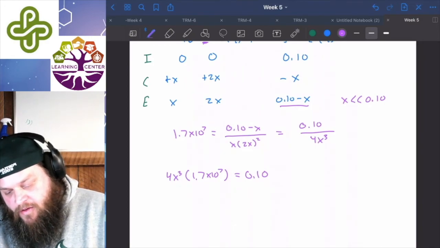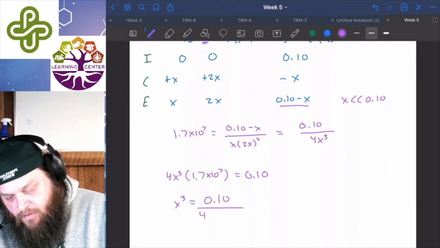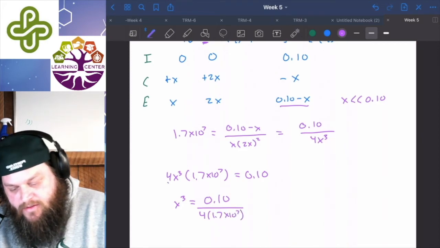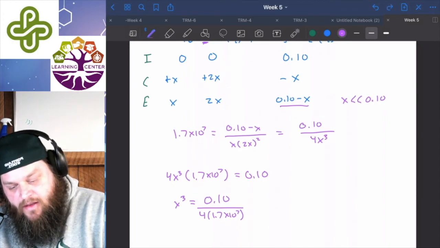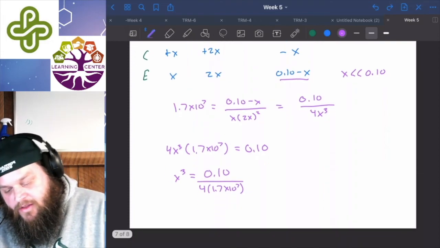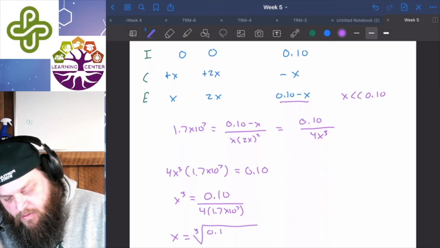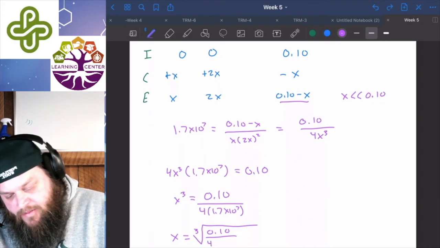Multiplying this over, we end up with x to the third is equal to, or really I'm dividing it over, 4 times 1.7 times 10 to the 7. Just distributing this 4 to this guy and dividing both of those over, so we get our x alone. We can then take the cubed root of that, so x is going to equal the cubed root of 0.10 divided by 4 times 1.7 times 10 to the 7.